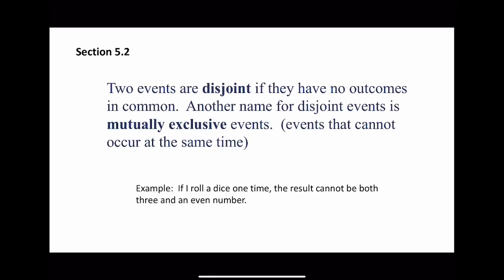So two events are disjoint if they have no outcomes in common. Another name for this is mutually exclusive. So, for example, if you roll a die one time, we can't have both a 3 and an even number occur at the same time. Or remember that bag of M&Ms back from section 5.1? If I pulled an M&M out of the bag, it's not going to be both yellow and blue. It'll be either yellow or blue. They're mutually exclusive. They can't be both. So these are disjoint events.